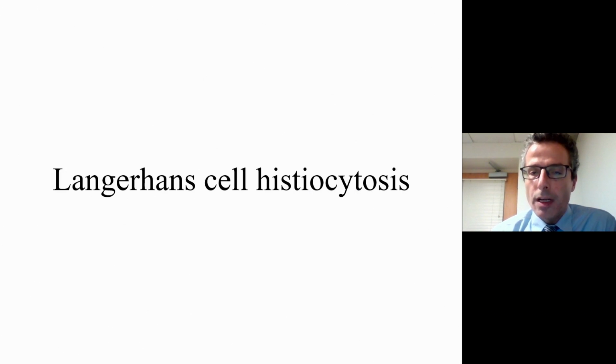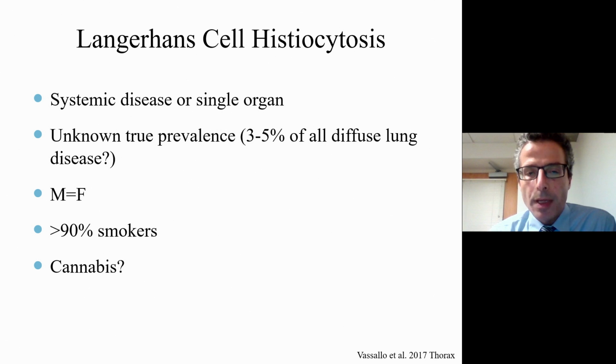So moving on, I'm going to talk about Langerhans cell histiocytosis, which you have probably more likely seen than LAM. It could be a systemic disease or a single organ disease. We don't really know the exact true prevalence of LCH in the general population. It is possible that it is as high as 3 to 5% of all diffuse lung diseases.